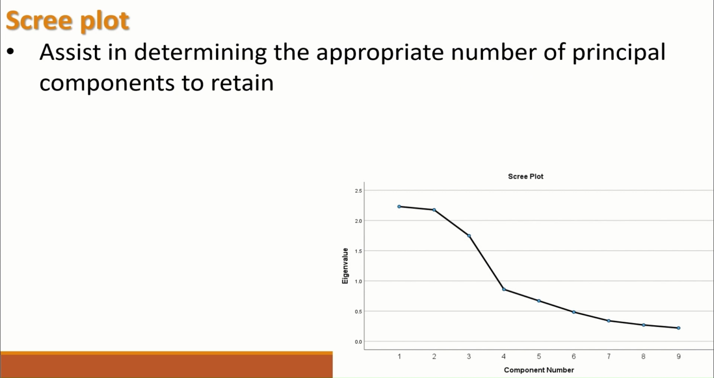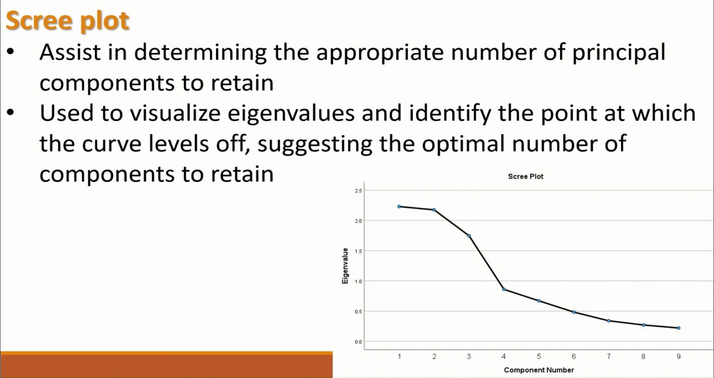The next slide shows the Scree plot. The Scree plot assists in determining the appropriate number of principal components to retain from the analysis. It is used to visualize the eigenvalues and identify the point at which the curve levels off, suggesting the optimal number of components to retain. Here in this graph, the x-axis is the component number and the y-axis is the eigenvalue.